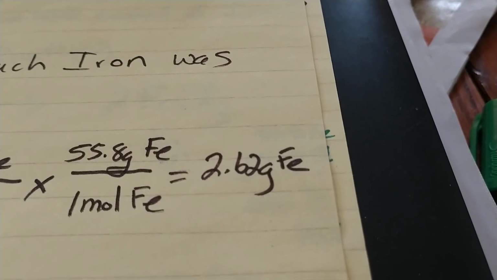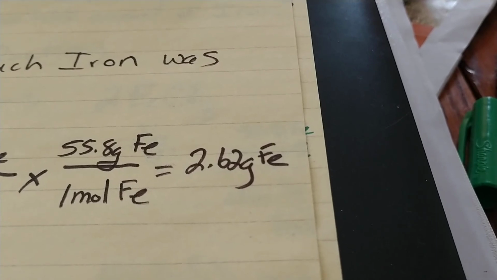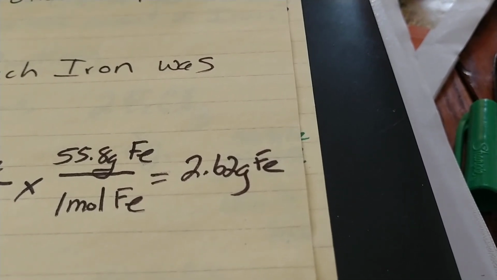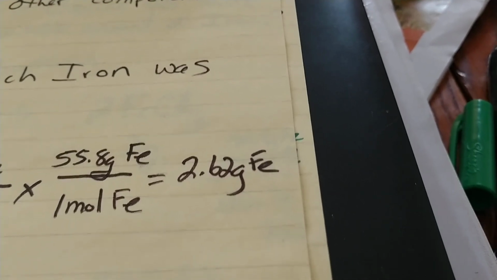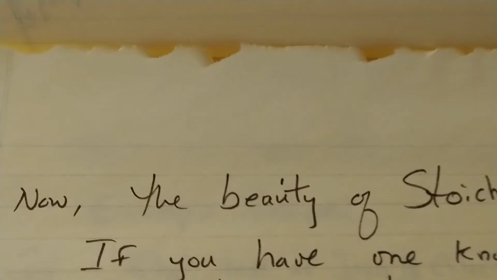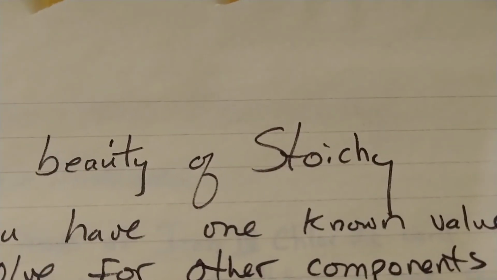So I could even play with this a little bit further. I could take this known value and solve for how much chlorine gas, and your answer should come out to be 5 grams as well. So again, what I call the beauty of stoichiometry.